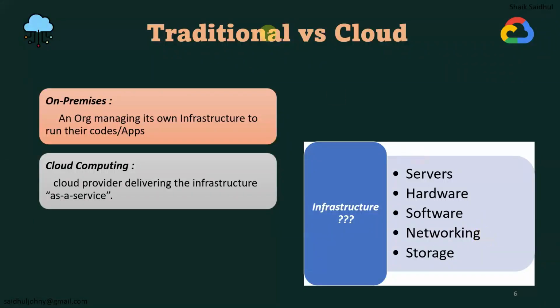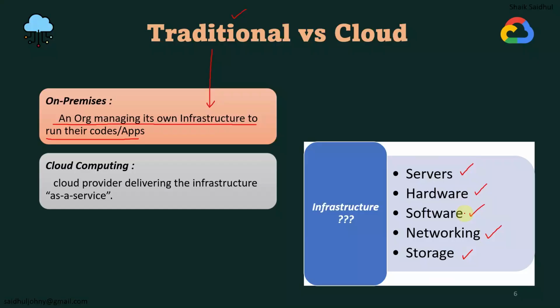When you are following a traditional working model, your organization has to manage your entire infrastructure to run its application or code. What is a traditional working model, guys? If your organization manages its own infrastructure to run your application or code, that is called a traditional working model. Sir, what is infrastructure? You are mentioning infrastructure all the time. Infrastructure can be a server, hardware or software, networking or storage. These are all the things we can call infrastructure.